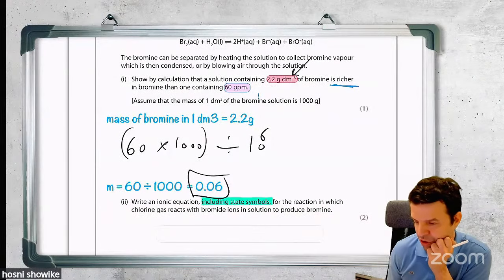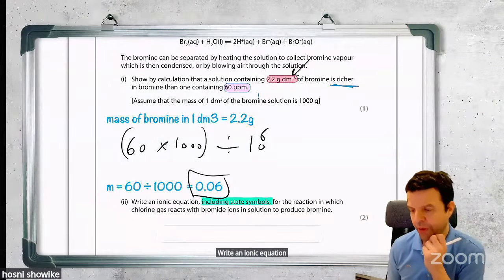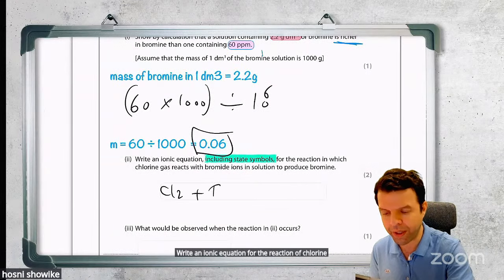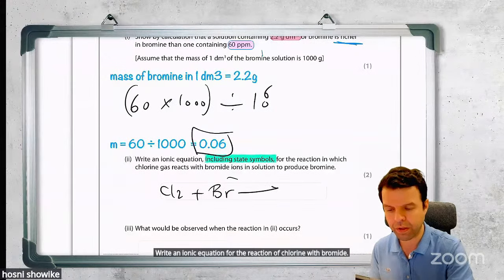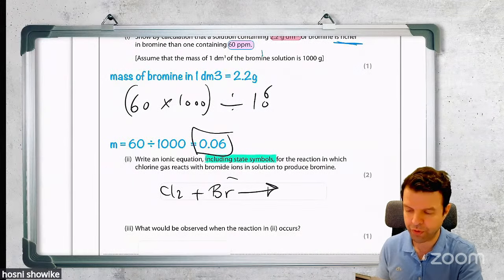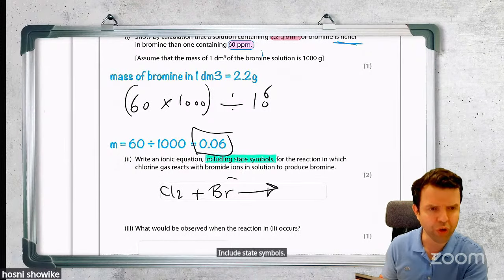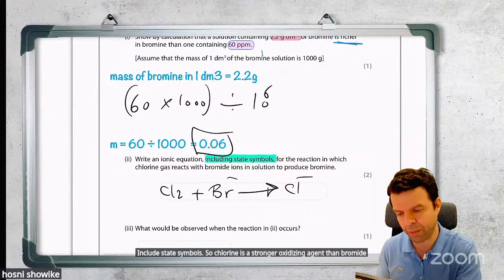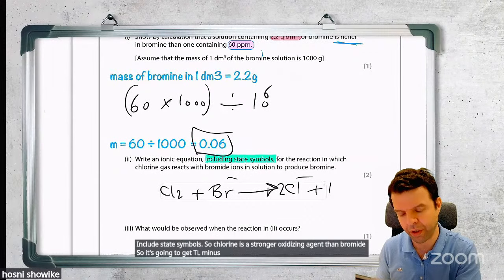Write an ionic equation for the reaction of chlorine with bromide. Include state symbols. So chlorine is a stronger oxidizing agent than bromine, so it's going to get Cl minus plus Br2.